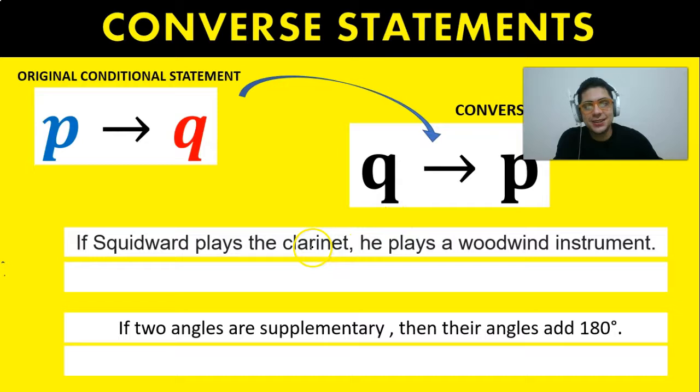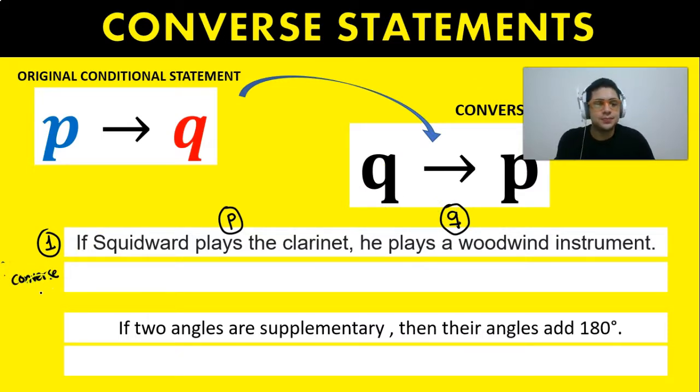So guys, let's take a look at the two examples we have here. The first conditional statement says, if Squidward plays the clarinet, then he plays a woodwind instrument. If Squidward plays the clarinet, that is our hypothesis. He plays a woodwind instrument, that is going to be the conclusion, so we write that as Q. But here we want to write the converse of that.